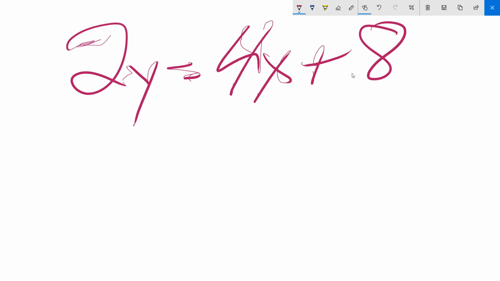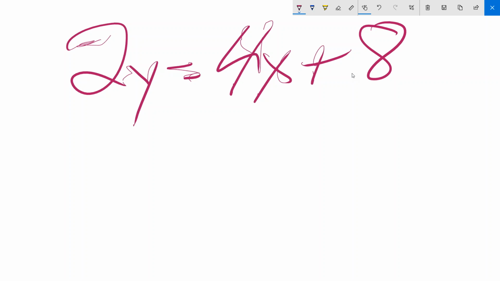Notice this is not y equal mx plus b. This is 2y equals 4x plus 8. So if I want to turn this into something that I can graph easily, what's my first step? I got to make this look like y equal mx plus b.